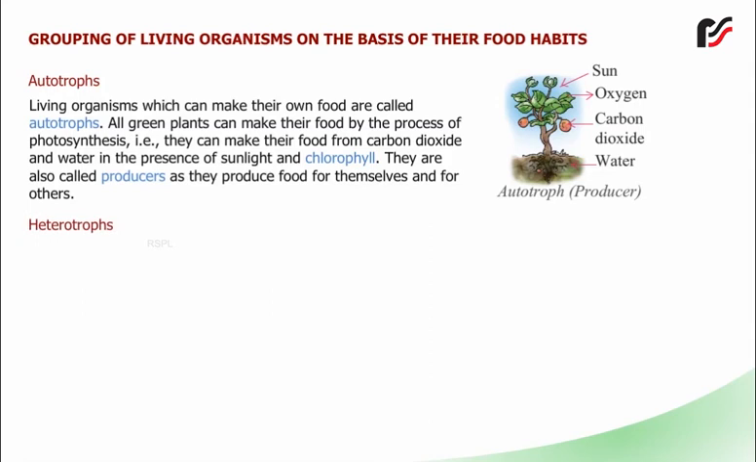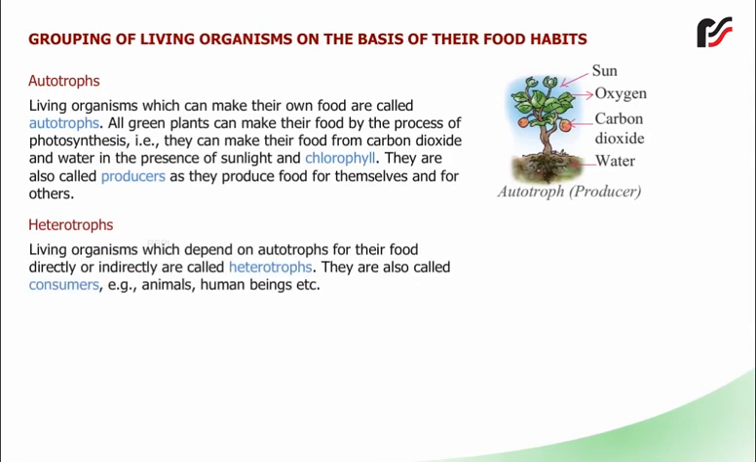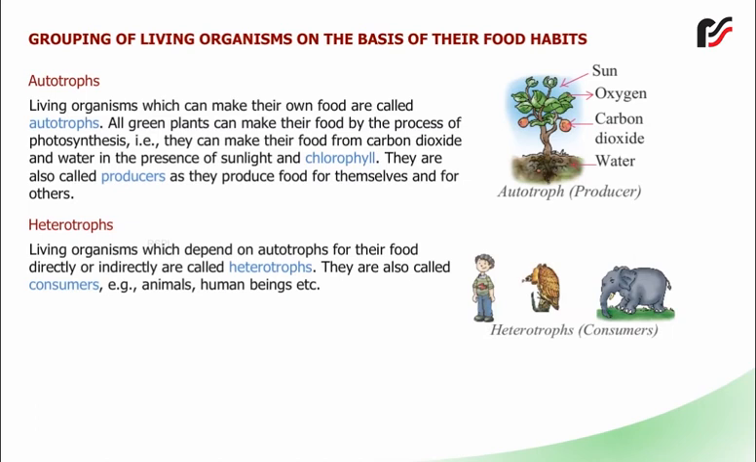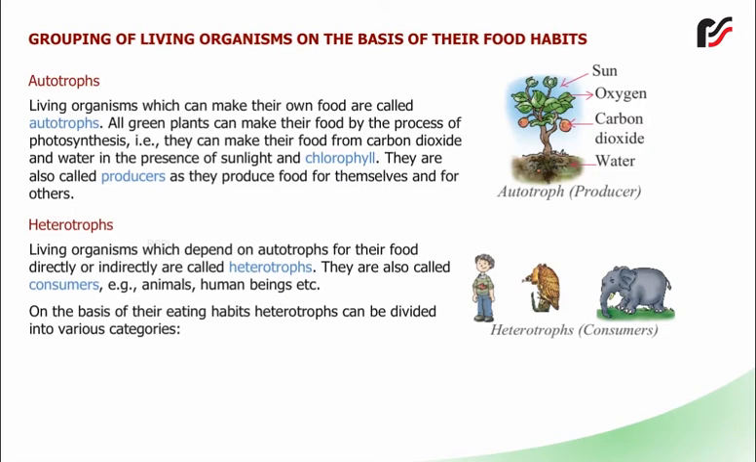Heterotrophs. Living organisms which depend on autotrophs for their food directly or indirectly are called heterotrophs. They are also called consumers. Example, animals, human beings, etc. On the basis of their eating habits, heterotrophs can be divided into various categories.